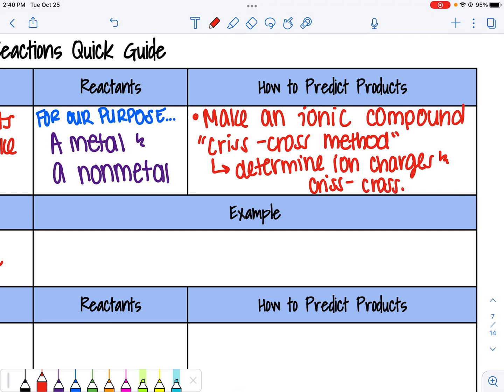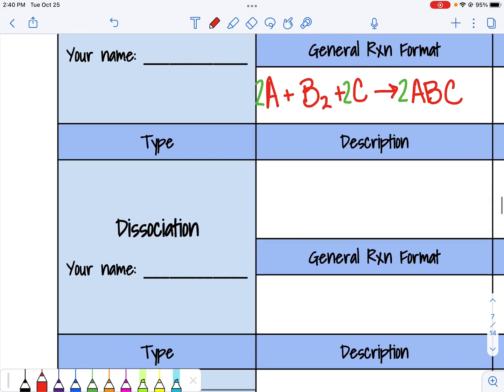We'll get some practice with these in class tomorrow. So I'm going to leave the example section blank. You can fill in any example of a synthesis reaction that you come across in any of our assignments to give yourself a reminder of what this would actually look like in practice.